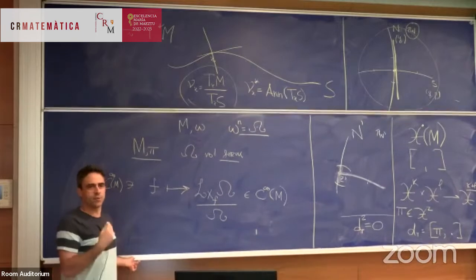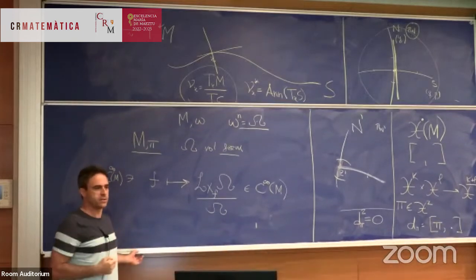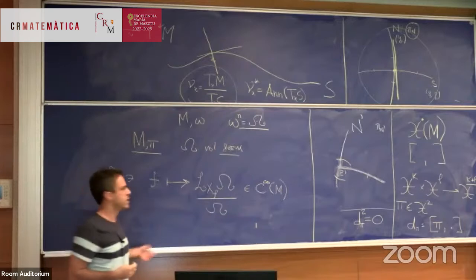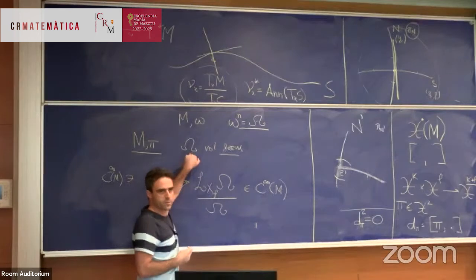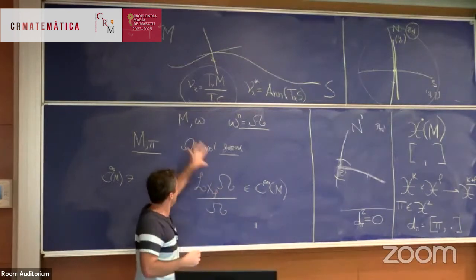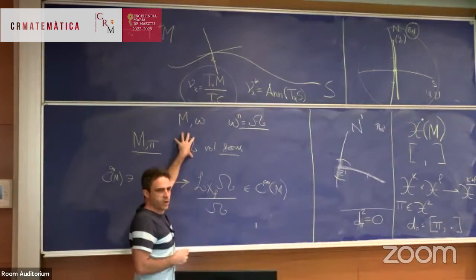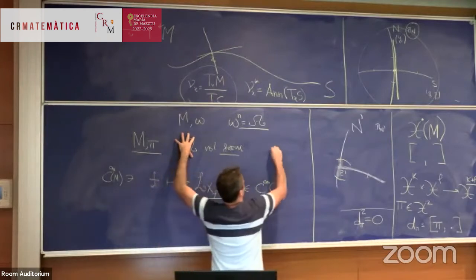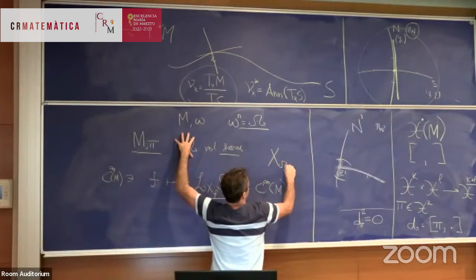You can check that this operation is actually a derivation of functions, and therefore gives rise to a vector field. And that's the modular vector field associated with this volume form. Right? I defined it by first fixing a volume form. So this gives me a Poisson vector field.